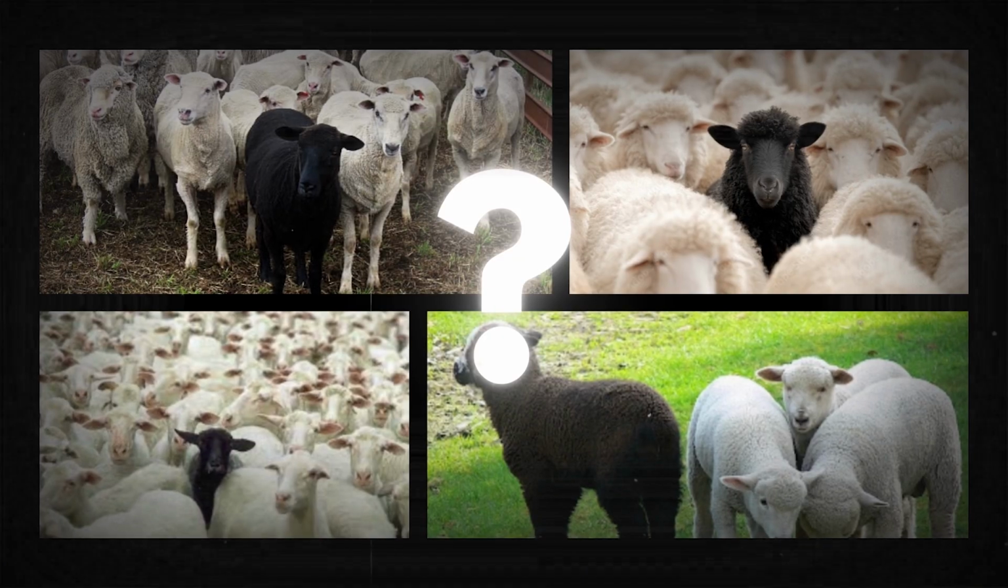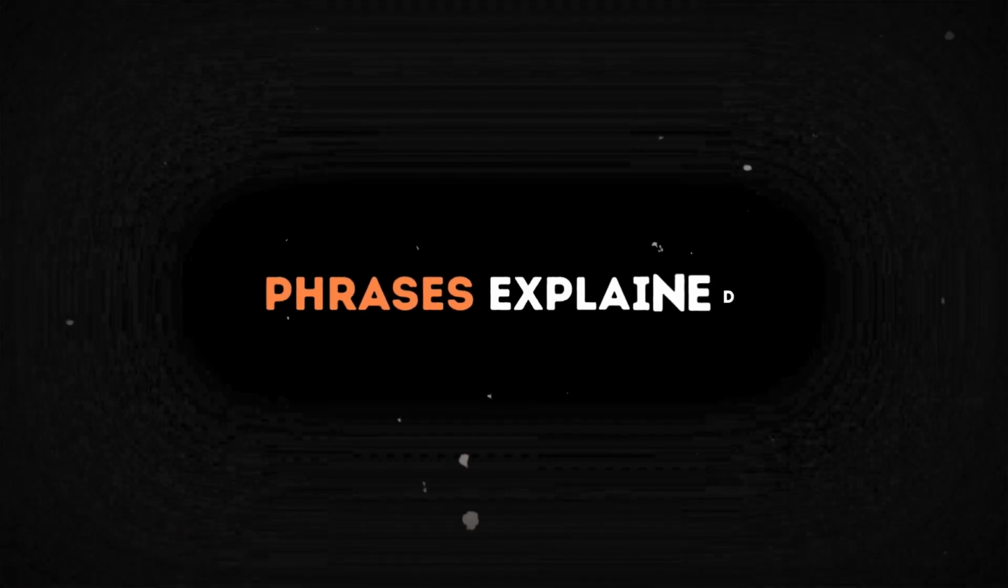But have you ever stopped to wonder why? Why are black sheep specifically singled out as the symbol of the outcast? Why not the purple goat or a turquoise chicken? Today, we're shearing away the layers of time to reveal the bizarre, commercially fueled, and genetically accidental backstory of this everyday phrase. Welcome back to Phrases Explained.